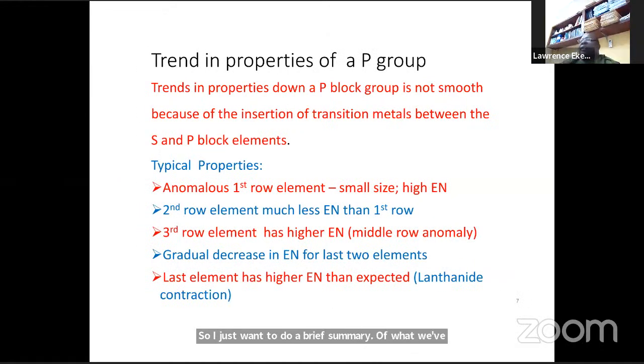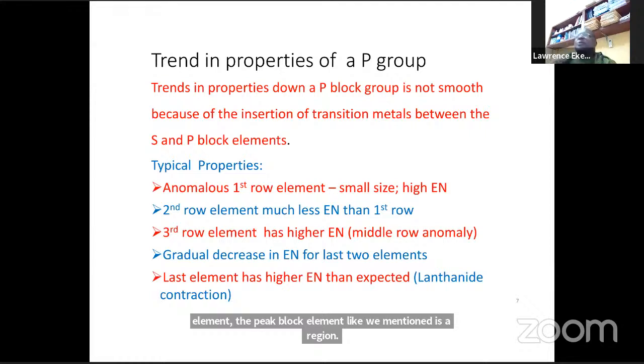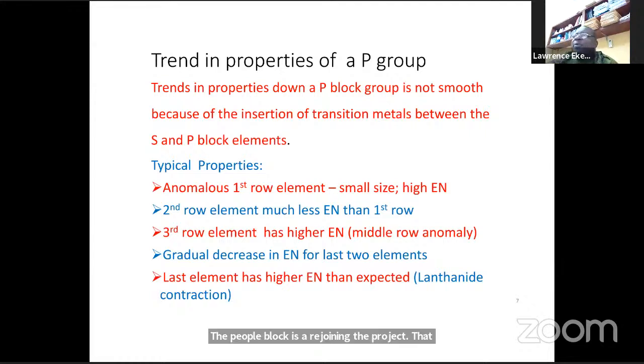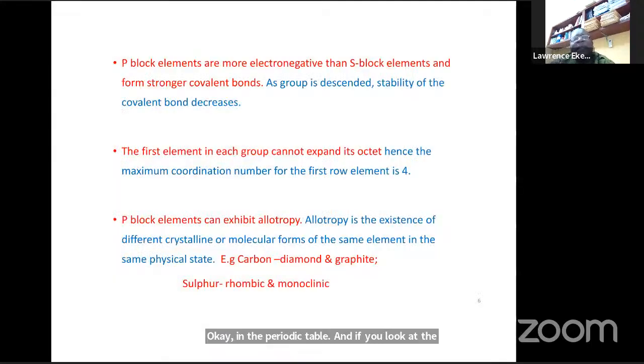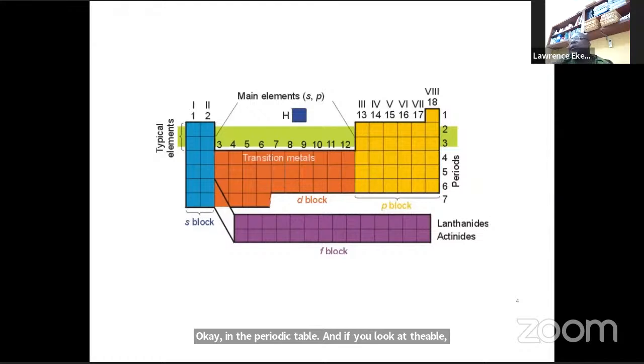The P block element, like we mentioned, is a region. The P block is a region in the periodic table that includes all the elements from the 13th group to the 18th group, and this does not include helium. So there are 35 P block elements, all from the 13th group to the 18th group in the periodic table. And if you look at the periodic table, the P block elements are painted yellow. So they are a group of elements that have a very wide range of properties.